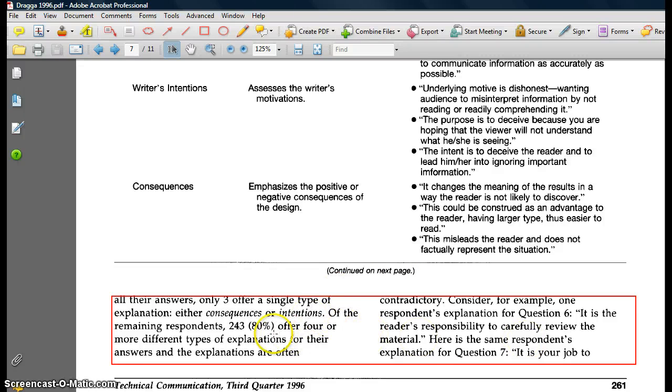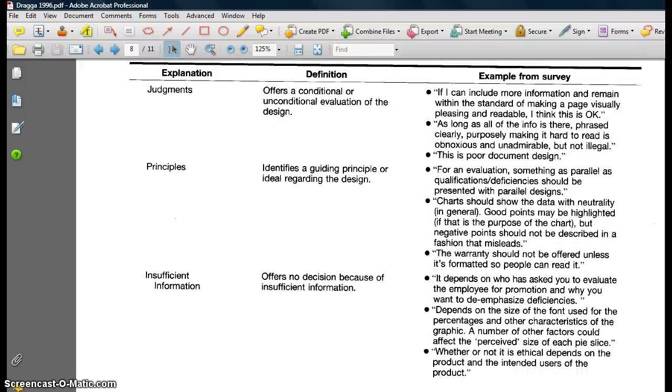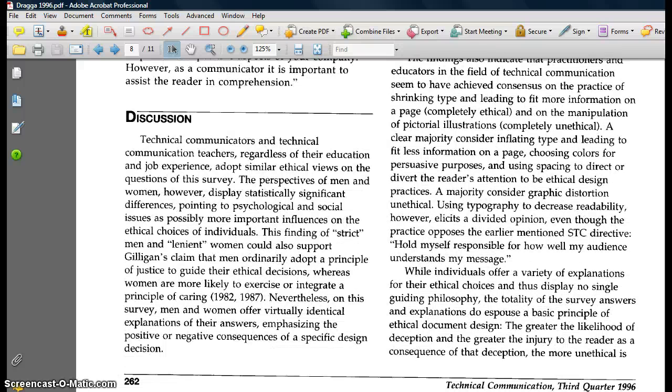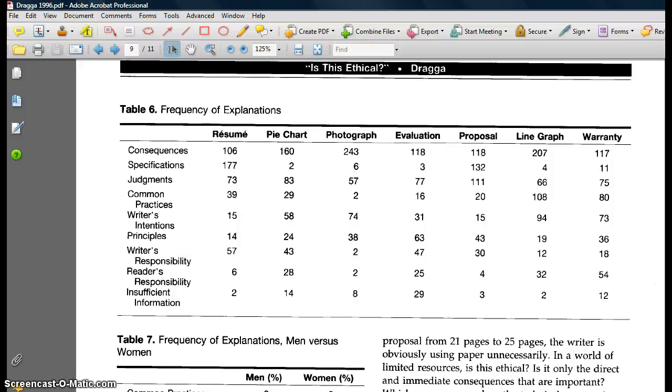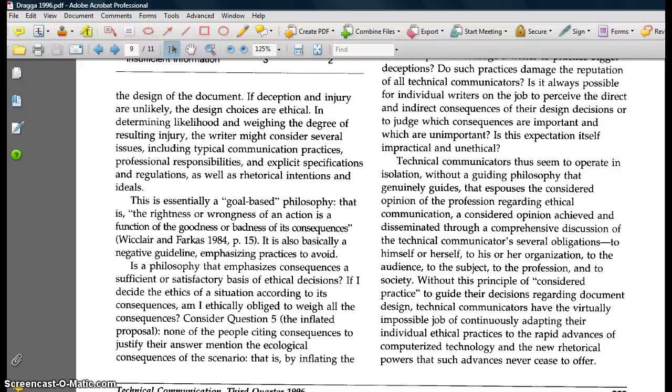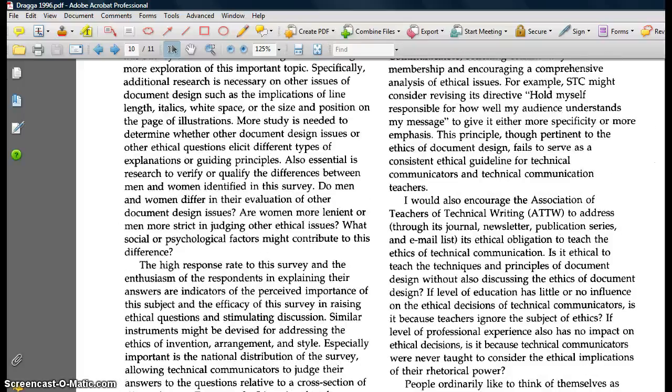He's continuing to talk about the qualitative aspect, where 273 participants, or 80%, offer 4 or more different types of explanations for their answers. He gives some examples along the way, so you guys will probably be integrating some quotations for the qualitative study. And then he discusses how this compares to the literature and what's been said before, what to do next, what he thinks about these findings, and so on.